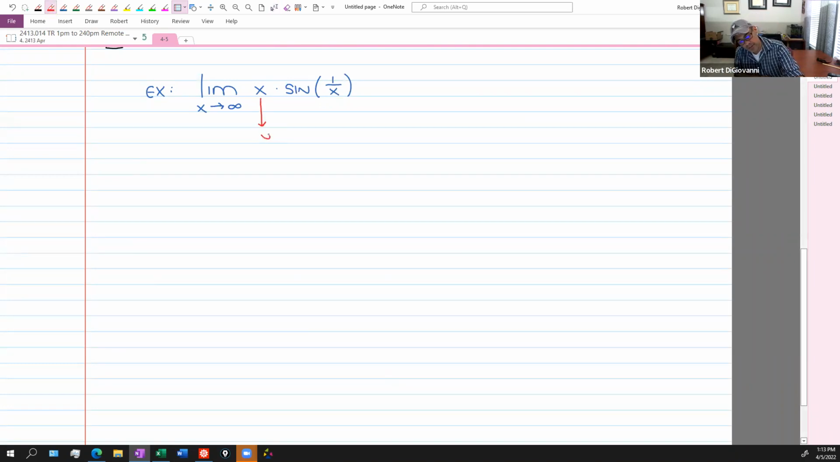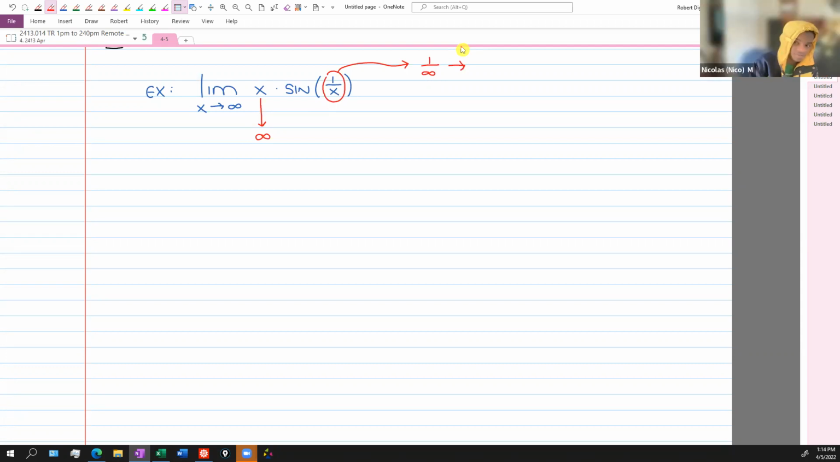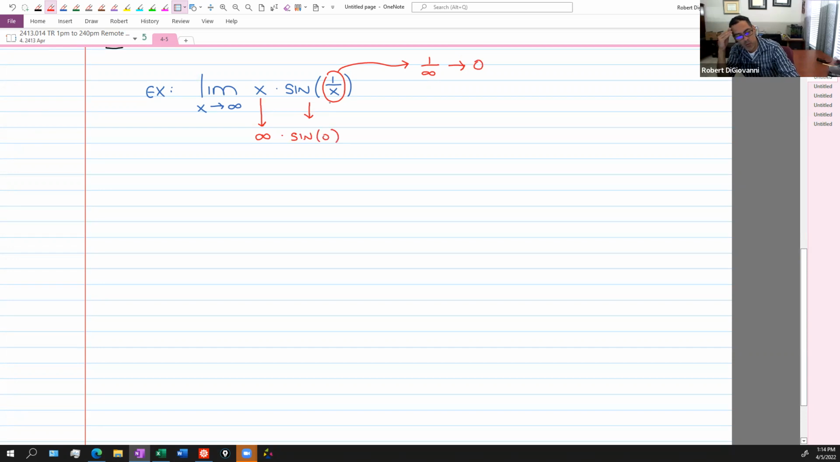This is headed to infinity, right? And then look at what's happening inside of here. You're getting something that's like 1 over infinity. Where does that go? When you have a fixed number on top, right? 1, and then the bottom gets big, where does that go to? 0. Right? That goes to 0. So this bottom is, that's that bottom. That is really going to sine of 0. But what is sine of 0? 0. So that is 0. So what we have is something like this, infinity times 0.